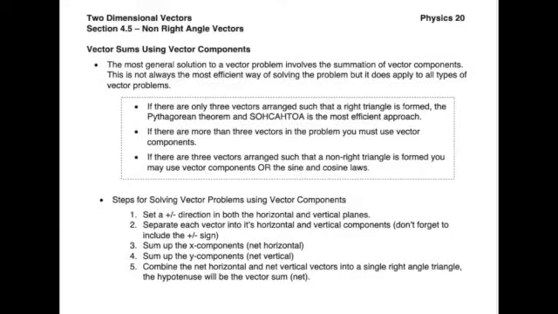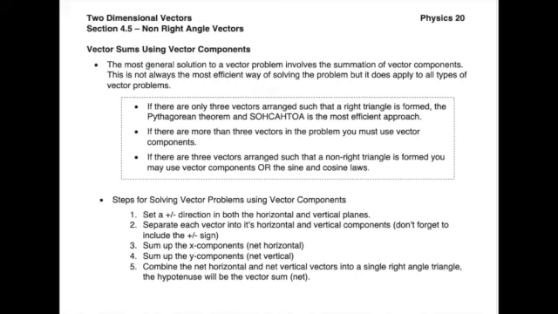So the next thing we're going to be looking at is what happens when our vector sum does not end up being a right angle triangle. In that case, we have to look at some other methods for solving those. There'll be two major ways we can do that. One is using vector components, and one is using something called the sine and cosine law. We'll start with the vector components.